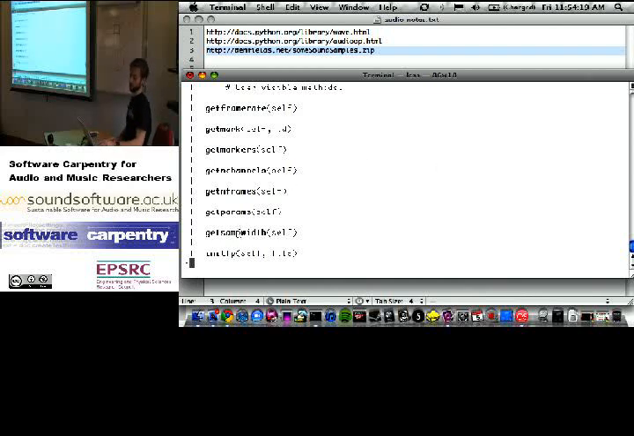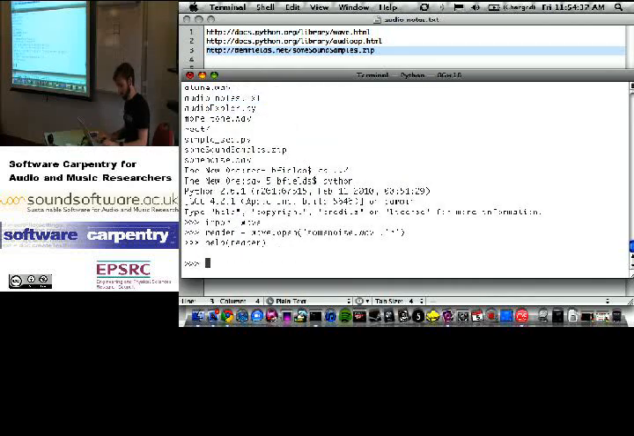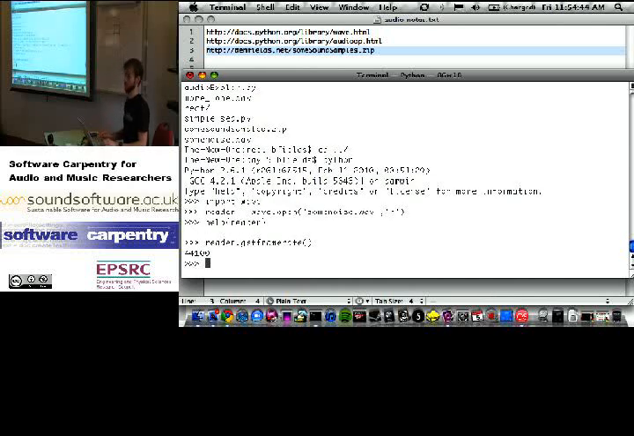We can get all three of those things with these getters. Here we have get sample width, this one. Can everybody see that? And get channels will tell us the number of channels, and get frame rate will tell us the frame rate, the sample rate. So we can go back to here and out of there, and we can do reader dot get frame rate. A 44 kilohertz WAV file. Very, very standard sort of thing. We can do the same thing with the number of channels.